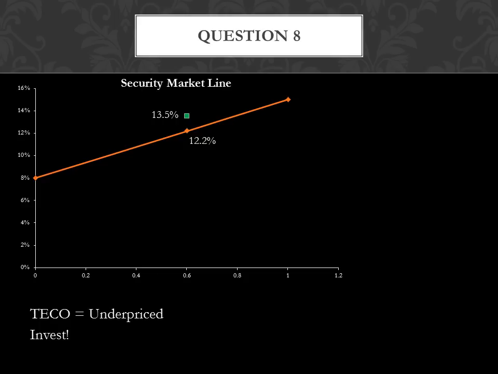The required rate of return when beta is 0.6 is 12.2%, which lies on the security market line. The expected return calculated before is 13.5%, which lies above the line. Therefore, the security is underpriced and investors should buy it.